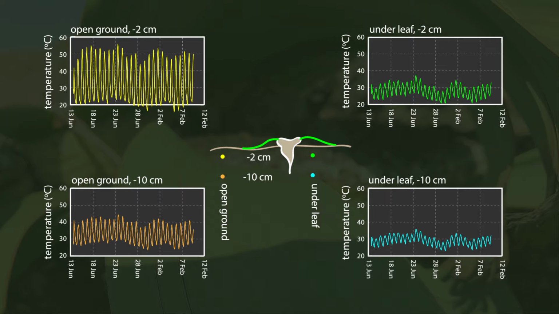Some things are clear just by inspecting the data. First, daily variation of temperatures in the open ground are large compared to under the leaf. That makes sense. This ground is directly exposed to the sun. Another thing we can say is the temperatures at a depth of -10 centimeters vary less through the day than do temperatures at a shallow depth of -2 centimeters. This is the case at both locations.